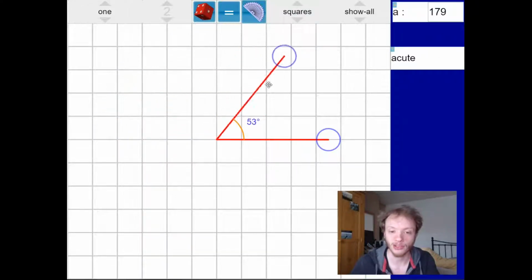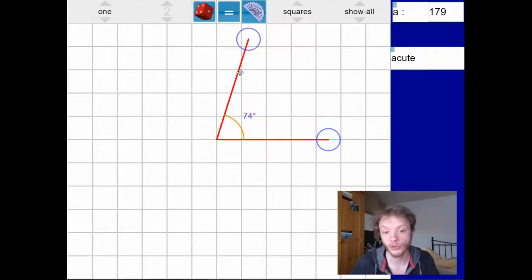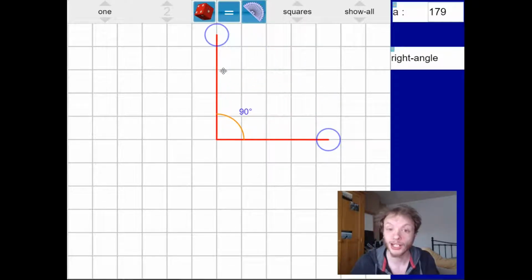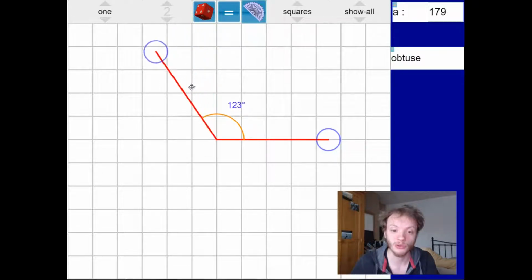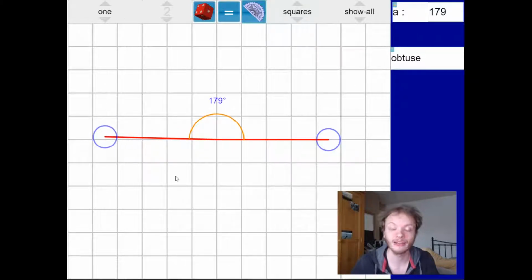So let's recap that from the start. Watching the angle on the screen, we can see we've got acute, acute, acute, acute, acute, acute, acute, 90 degrees, right angle, obtuse, obtuse, obtuse, obtuse, obtuse, obtuse, obtuse, all the way to 179 degrees. Those are our 3 types of angle we're focusing on today. Acute, a right angle, and obtuse.